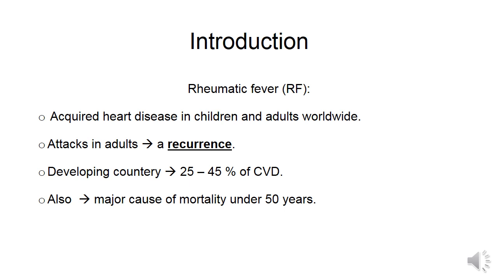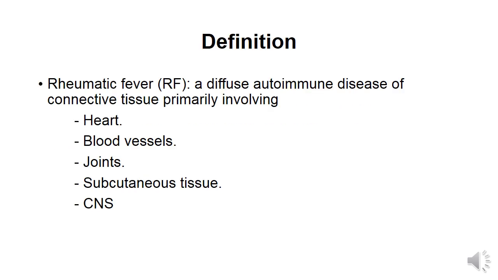Rheumatic fever accounts for about 25 to 45% of all causes of cardiovascular disease in developing countries in the third world. And actually, it's one of the major causes of mortality in those populations, especially in the age below 50 years. To define rheumatic fever, it's a diffuse autoimmune disease of connective tissue, primarily involving the heart, the blood vessels, joints, subcutaneous tissue, and the central nervous system.